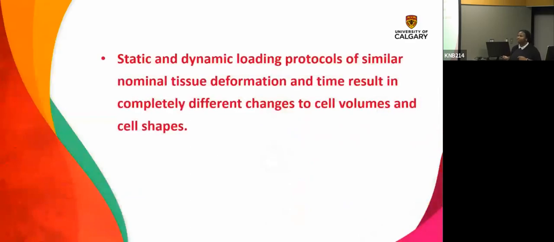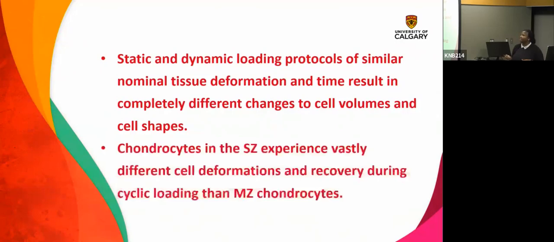So in conclusion, we were able to show that the static and dynamic loading protocols, when you consider a similar nominal tissue deformation, which was 20% in the sense, and then the time period, produce completely different changes to the cell volume and the cell shape. So this has been established. And then secondly, the chondrocytes in the superficial zone experience vastly different cell deformations and recovery during cyclic loading than the middle zone cells. So there's that distinct difference between the behavior of the cells in the superficial and the middle zone.